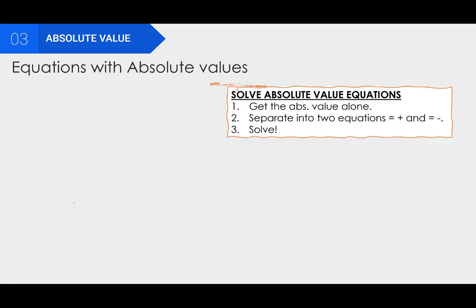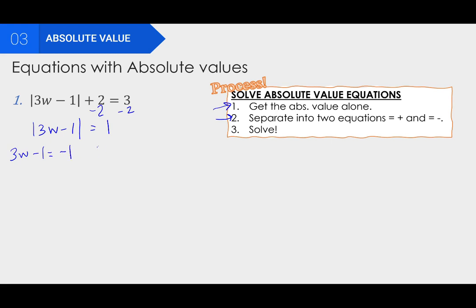But what if there's more going on with this equation than just figuring out what numbers are 3 away? So let's say I have something that looks like number 1 here. The process is very similar to equations, but we just have to do a specific setup first. So first, you want to get the absolute value alone. Let's go ahead and do that on number 1. I have 1. Second step, separate into 2 equations. So this 3w minus 1, in order to get the absolute value that gives you +1, it could be either at -1 or it could be at +1, because of what we just talked about with the distance from 0.